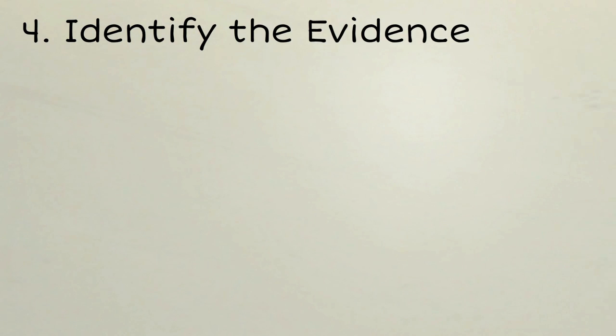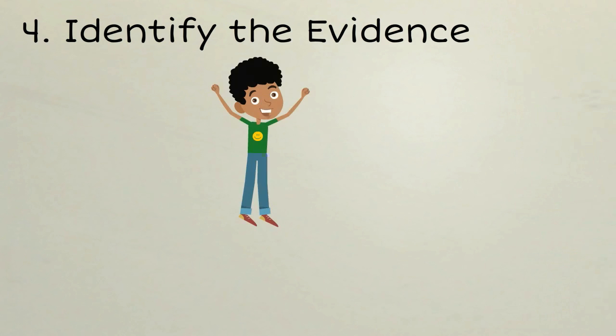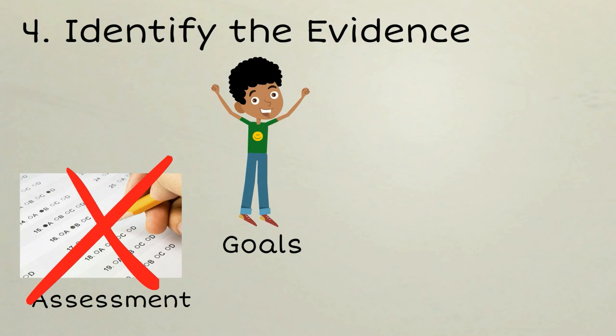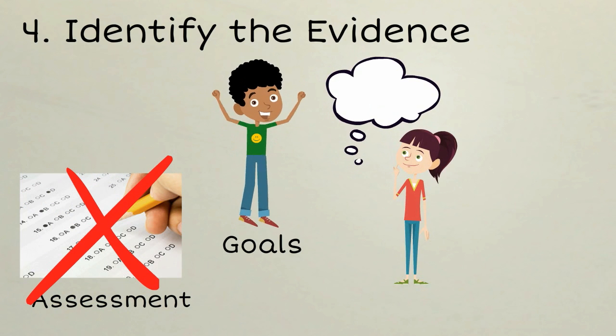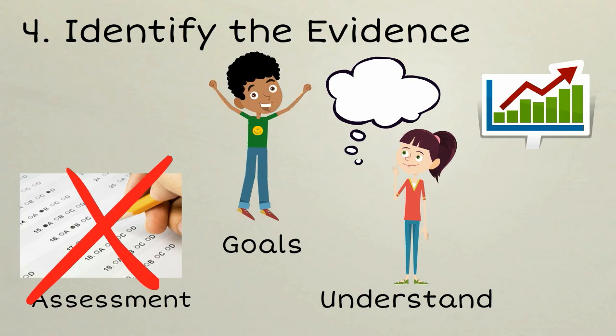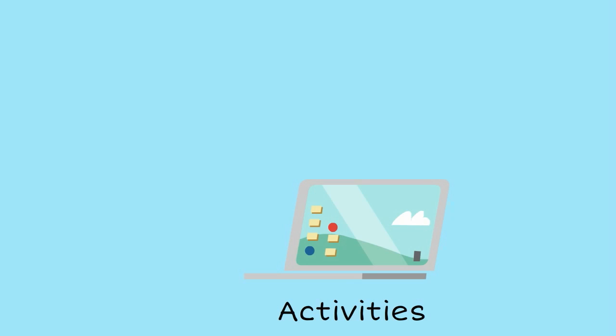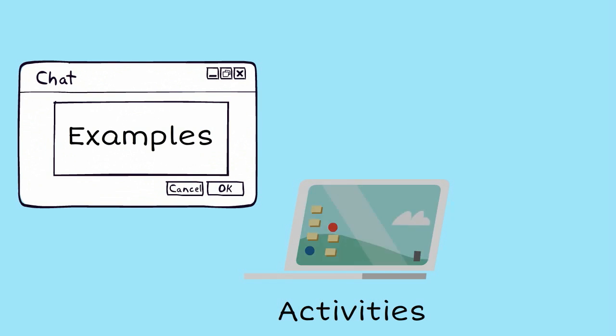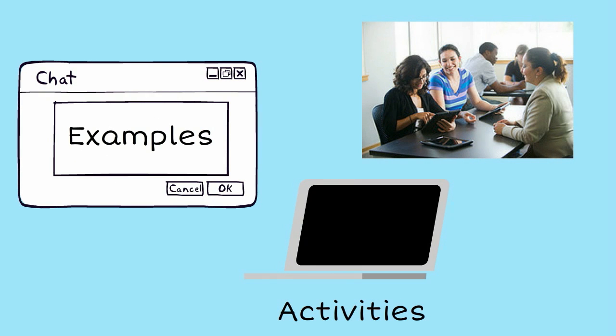And finally, the fourth step is to identify the evidence which demonstrates students have reached the goals. This evidence is not an assessment, but rather a description of what student mastery looks like, explaining what they should understand and be able to do when they have mastered the objectives. Through activities and examples that are provided, your PLC will see how this is done and be able to work on these skills.